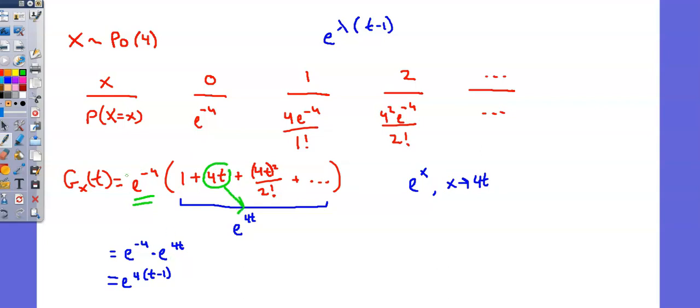So you can take the e to the power of -4, and keep in mind that what you'll follow with is multiplying by e to the power of that second term in the series in the brackets. You can then use exponent rules to simplify to your final probability generating function. And this completes the lesson on probability generating functions.